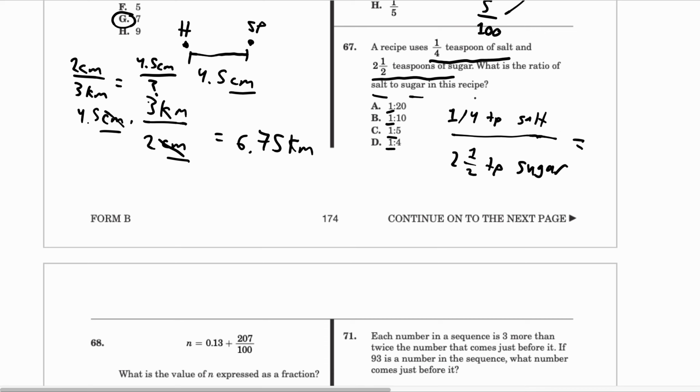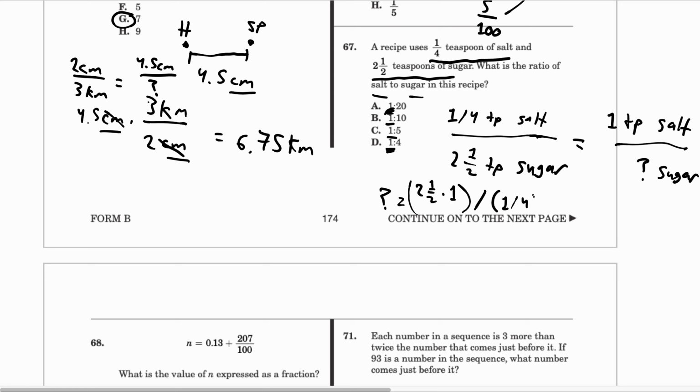and then we know that the ratio of salt that we're looking for is 1 teaspoon, right? Because each of these start with 1. So 1 teaspoon of salt, and then a certain amount of sugar that we're looking for. So to find that amount, we can cross multiply. So we would get 2 1/2 times 1 divided by 1/4. Right, so I'm multiplying these terms, and then I'm dividing by the 1/4 teaspoon of salt. And so that would be 5/2 times 4, which is just 10. So the ratio would be 1 to 10, therefore.